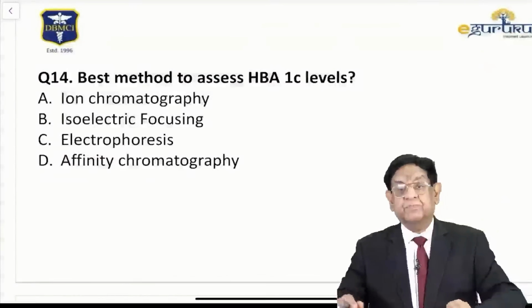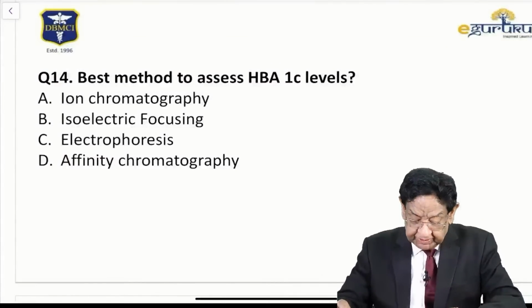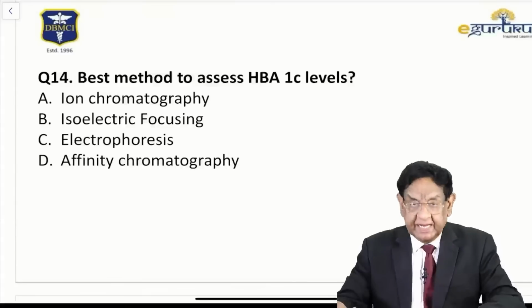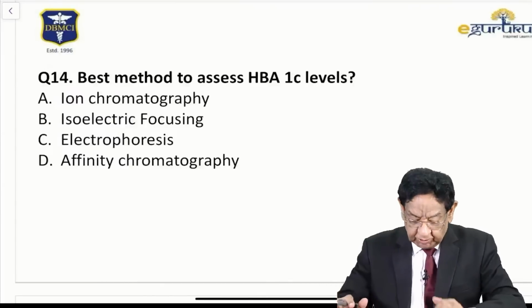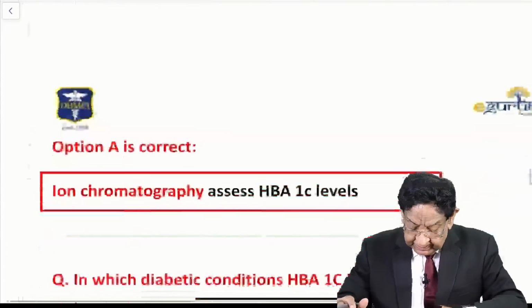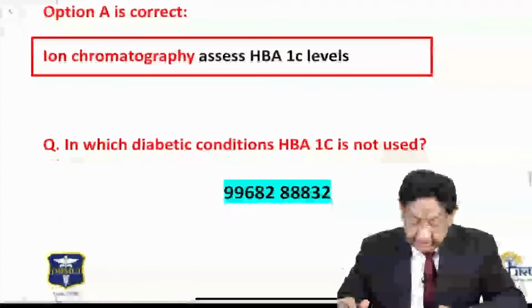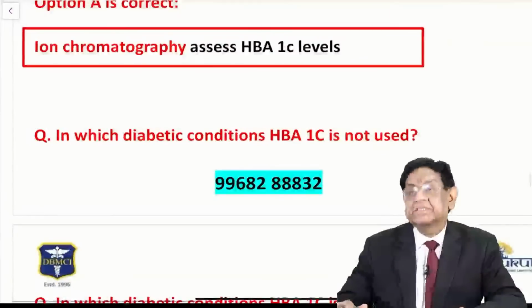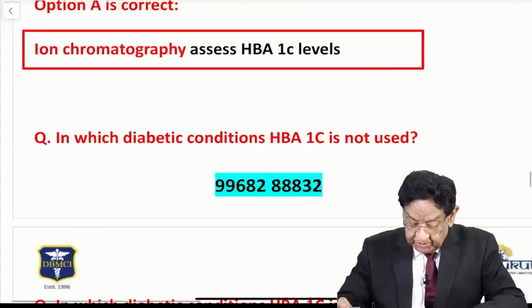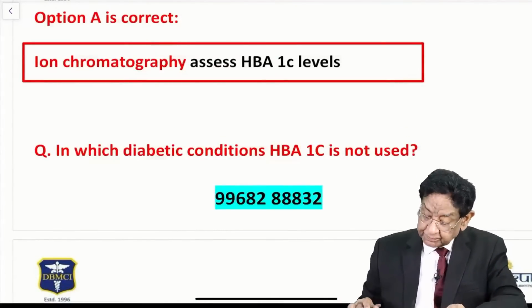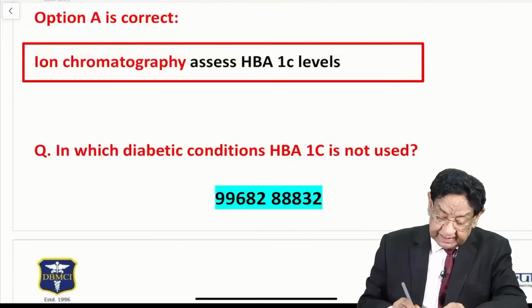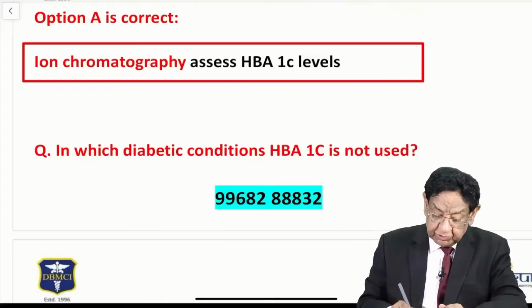Well, it's a question from biochemistry, a latest exam question. What's the best method to assess HbA1c? Okay, it has come twice. That's why I thought I must include it. Its answer is A, ion chromatography assesses HbA1c the best. Well, it's a question of interest for diabetes. We also know that HbA1c tells you the sugar value for the last 3 months, everybody knows.